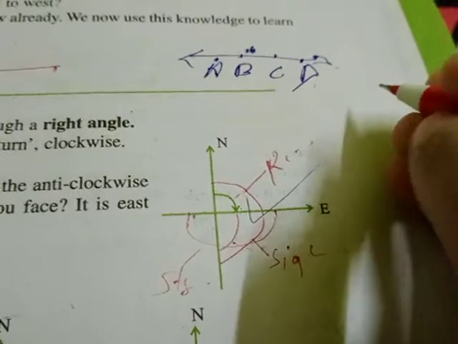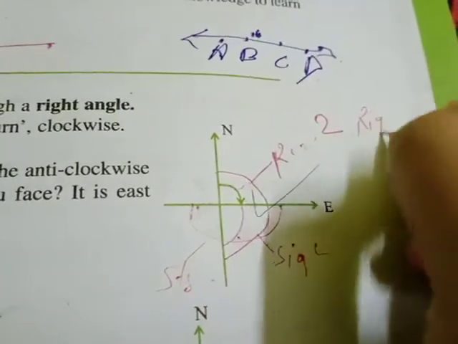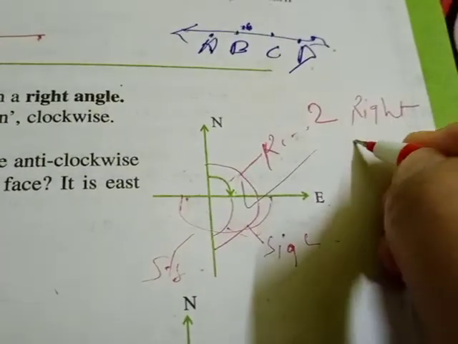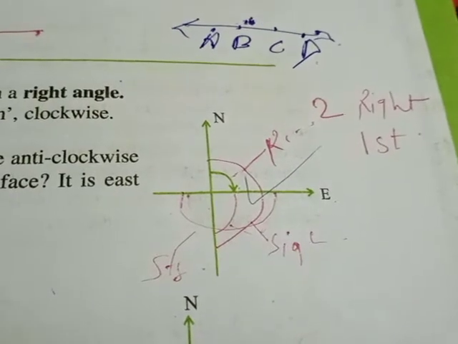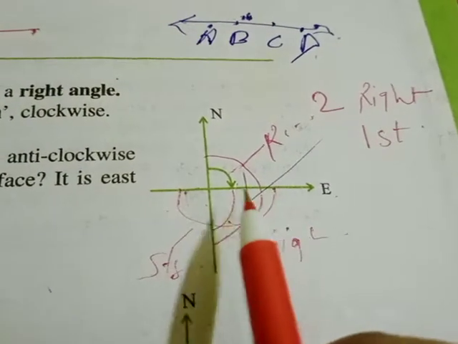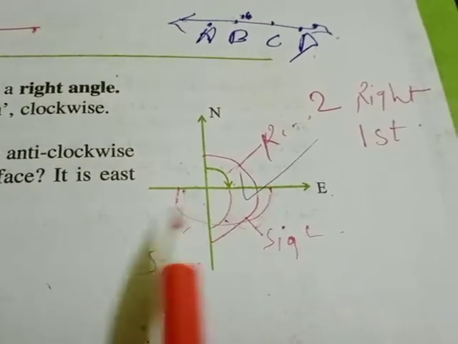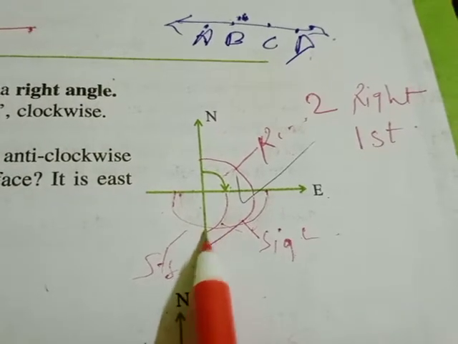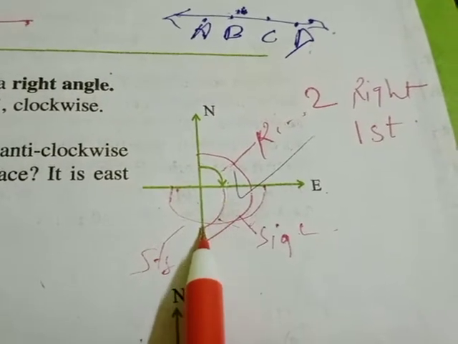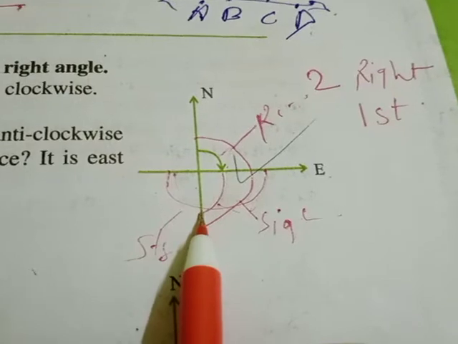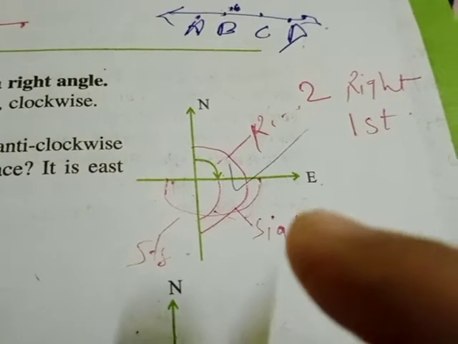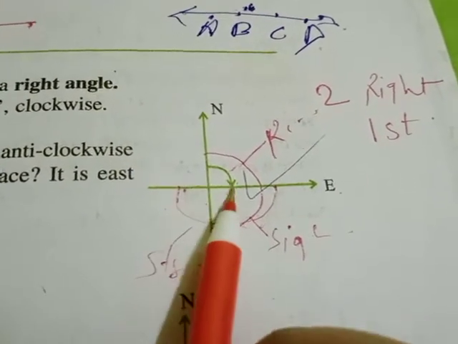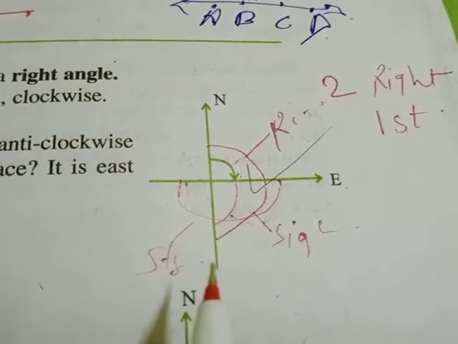Keep in mind that two right angles make up one straight angle. This is one right angle. This is another right angle. Together they make up what? A straight angle. We know a right angle is 90 degrees and a straight angle is 180 degrees. So two right angles will make up a straight angle, right?